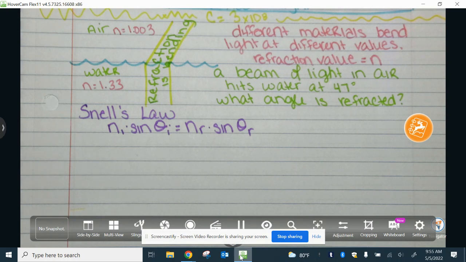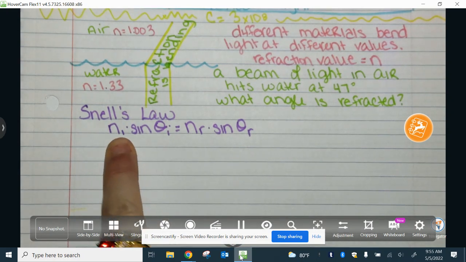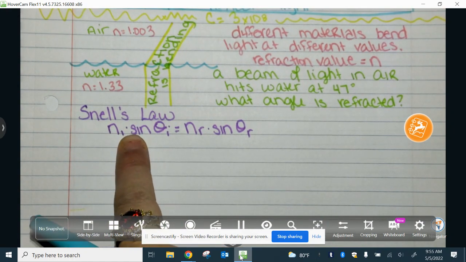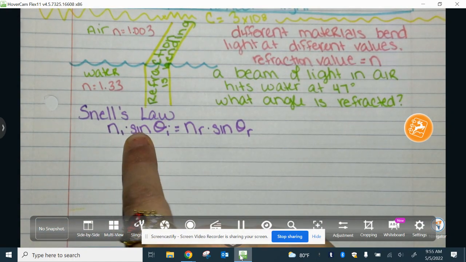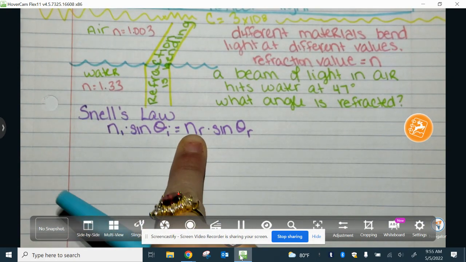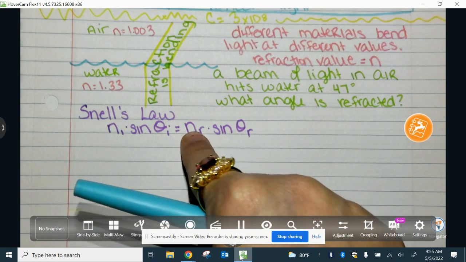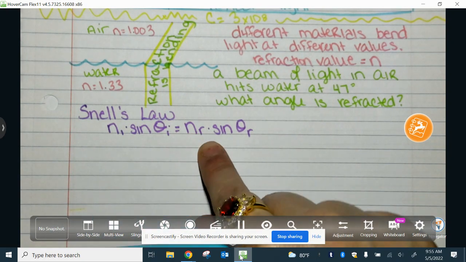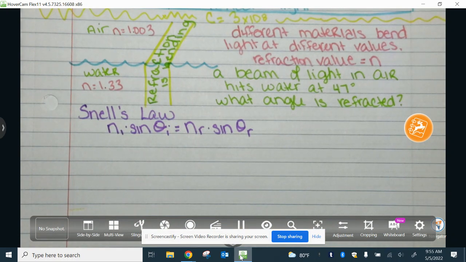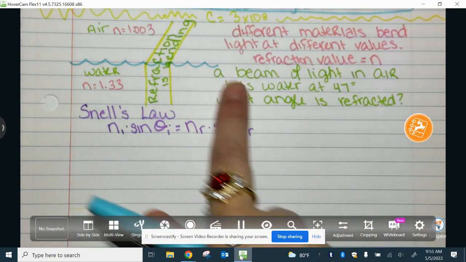So what this means is that the refraction value of the first medium times the sine of its angle of incidence equals the refraction value of the second medium times the sine of its refracted angle. So we're going to actually do two problems. It's not as bad as it looks.